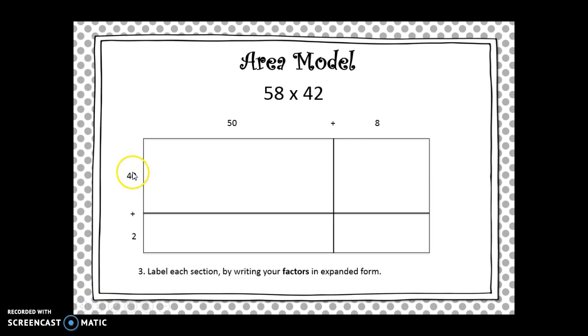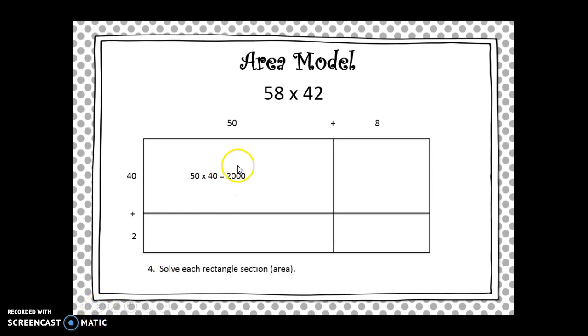If you wrote 40 plus 2, you would be correct. Pause the video and check your work. If you did not do that, erase it and write it the correct way. So what we've done is labeled each of our factors that have been written in expanded form. So we've labeled each section. Now we've got to solve each smaller section.